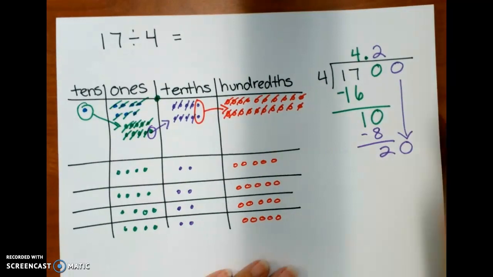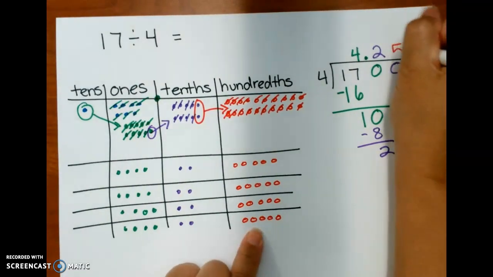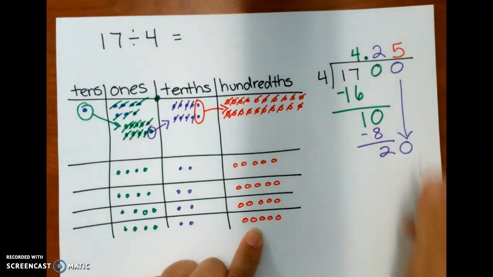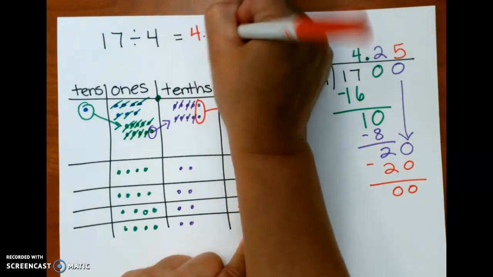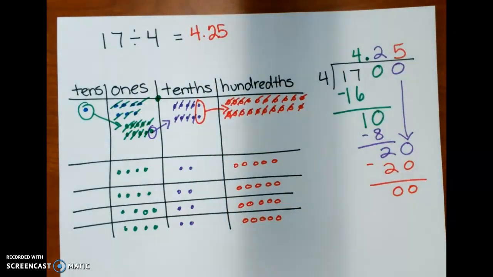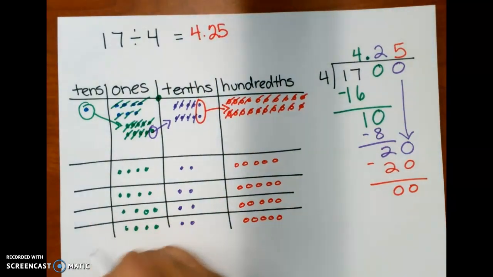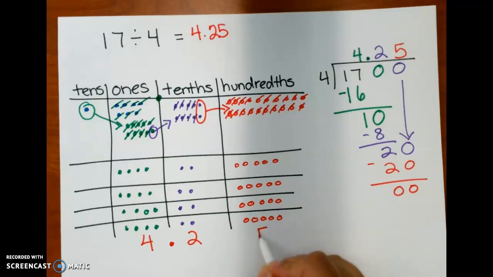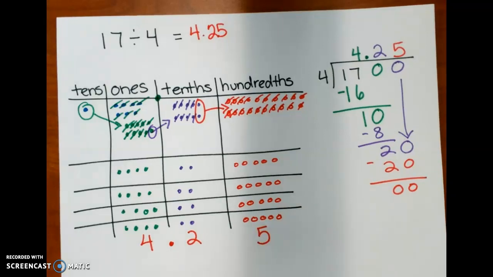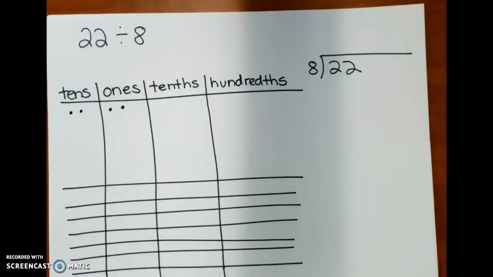Okay, so 5 in my hundredths place, 5 times 4 is 20. When I subtract, I have nothing left. So that equals 4 and 25 hundredths. I have nothing in my tens. I have 4 ones. I have 2 tenths. I have 5 hundredths. Our last problem for the day is 22 divided by 8.